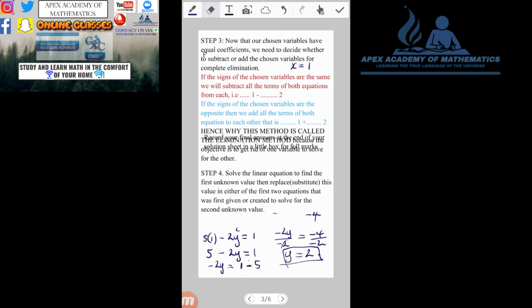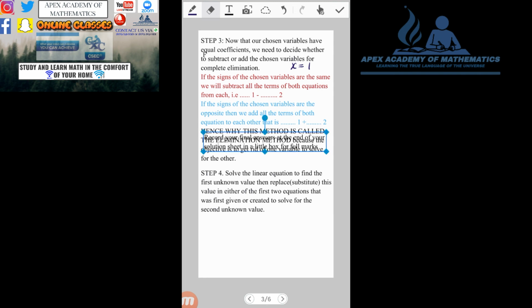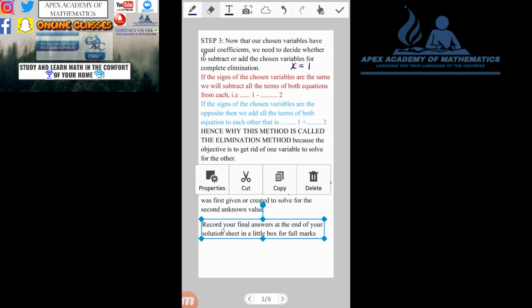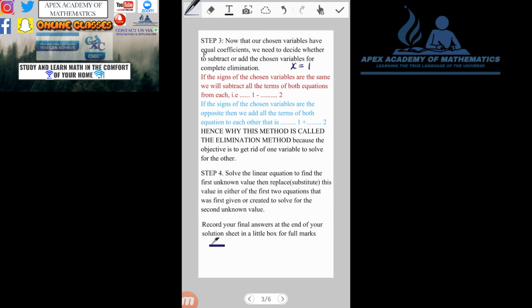I do want to also make a note that, of course, after finding your values of x and y, it's normally a procedure for us to record your final answer at the end of your solution sheet in a little box for full marks. So you want to say, therefore, x is equal to 1 and y is equal to 2, and put it in a nice little box at the end of your solution sheet. A lot of teachers like that, including myself. x is equal to 1, y is equal to 2.